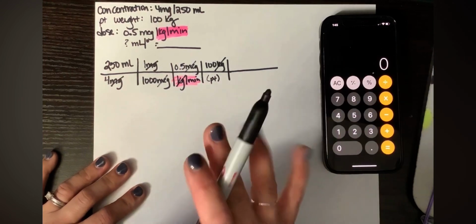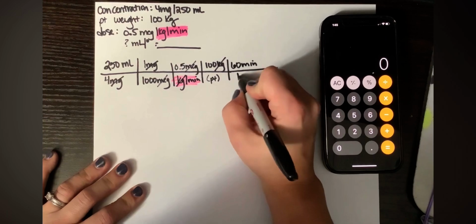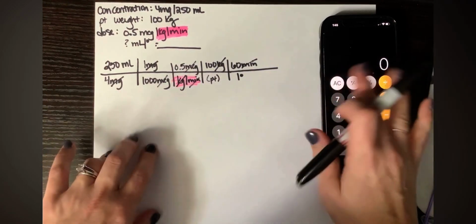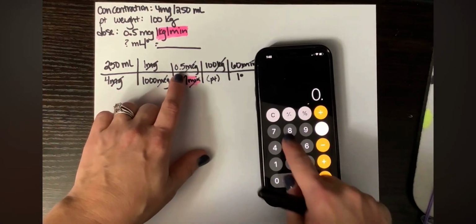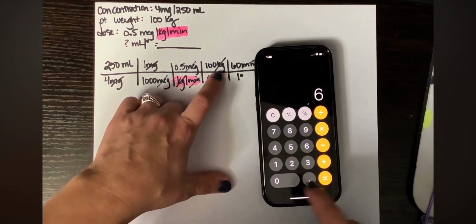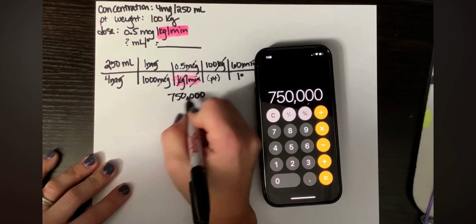We're not quite where we need to be yet. So 60 minutes in 1 hour, minute. So we have mLs per hour. Now let's do our math. So 250 times 0.5 times 100 times 60 is 750,000.